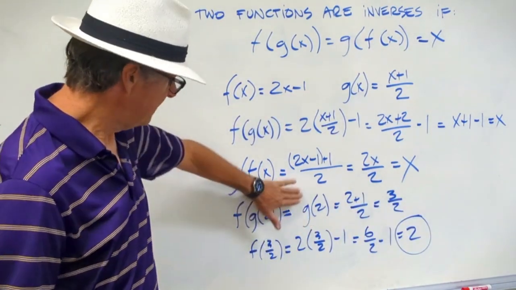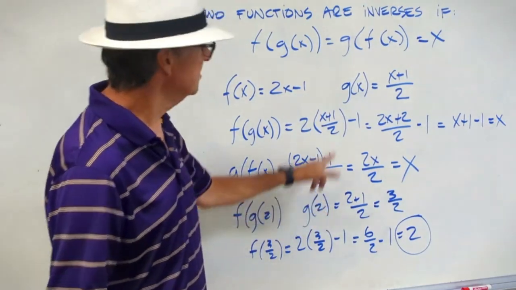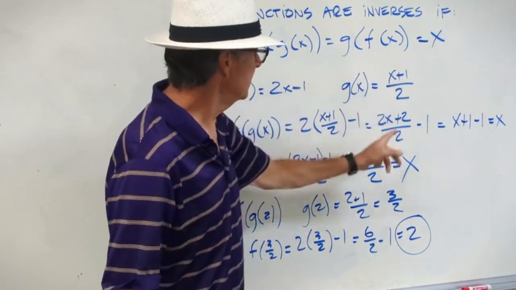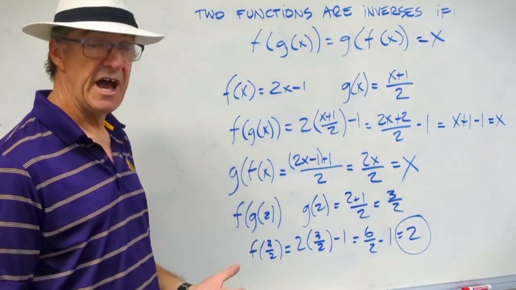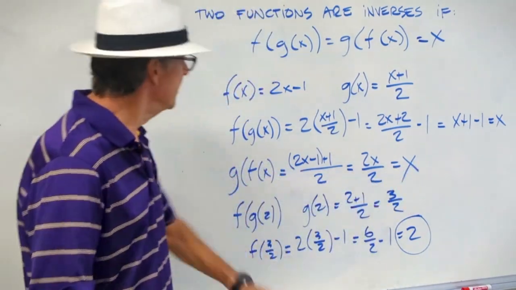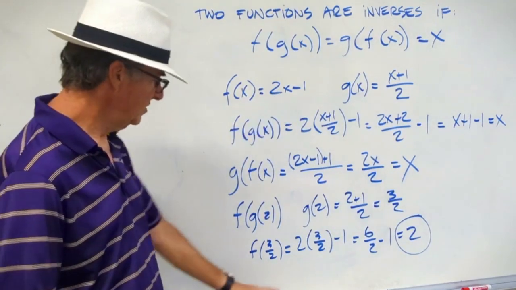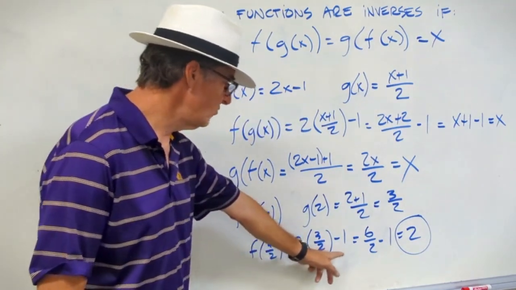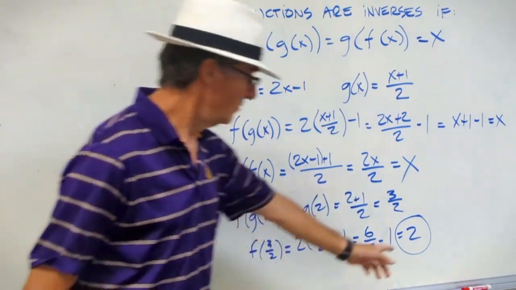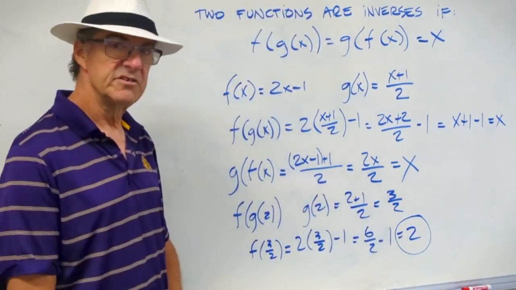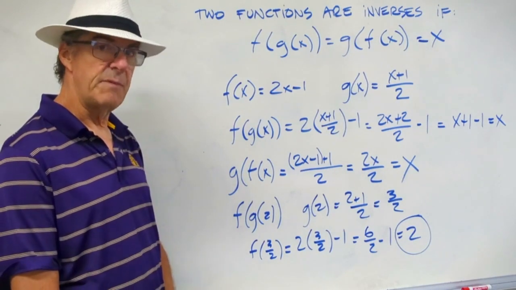Starting off with g of 2, I plugged my 2 in for x here and I get 3 over 2. So g of 2 is 3/2. Then I take my 3/2 and I plug it into my f of x function. That's 2 times 3/2 minus 1, which is 6/2 minus 1, which is 3 minus 1, which is 2. So that's my result. So what's interesting about that?